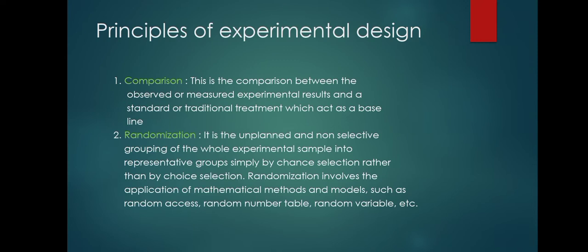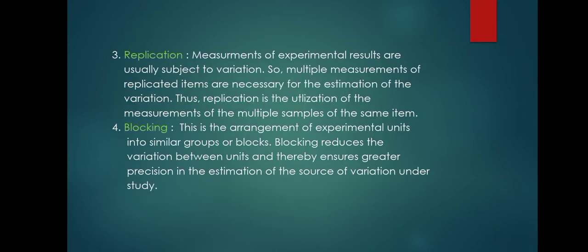Randomization involves the application of mathematical methods and models such as random access, random number table, random variable. Replication. Measurements of experimental results are usually subject to variation, so multiple measurements of replicated items are necessary for the estimation of the variation. Replication is the utilization of the measurements of the multiple samples of the same item.